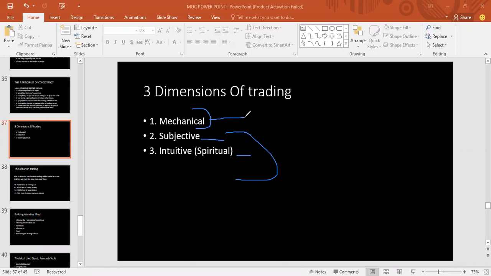But with this level alone, it is more than enough to make you a consistently profitable trader in a way that you can never completely blow up, get liquidated while you're following these strict rules.